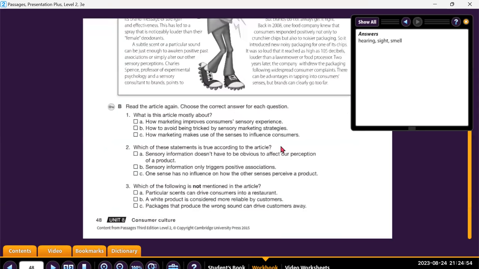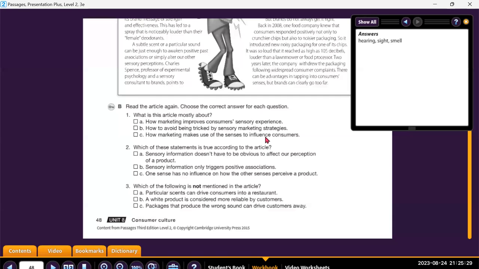Now, reading the article again, we are going to choose the correct answers for each question. What is this article mostly about? Letter A, how marketing improves consumer sensory experience. Letter B, how to avoid being tricked by sensory marketing strategies. Or letter C, how marketing makes use of senses to influence consumers.